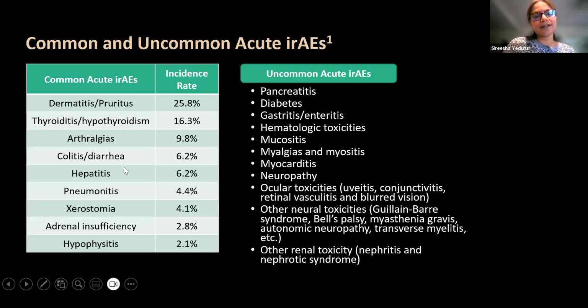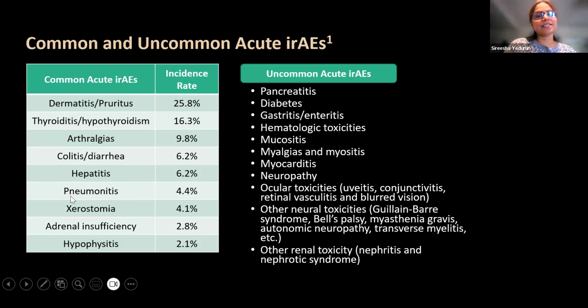Arthralgias, colitis, diarrhea. This is one of the things that I see as an abdominal radiologist very commonly. The clinicians just say, like, patient on immunotherapy, rule out colitis or something like that. We do very often many CTs of the abdomen. Hepatitis is kind of not very satisfying because most of the time patients present with elevated liver function tests, and we don't see much on imaging.